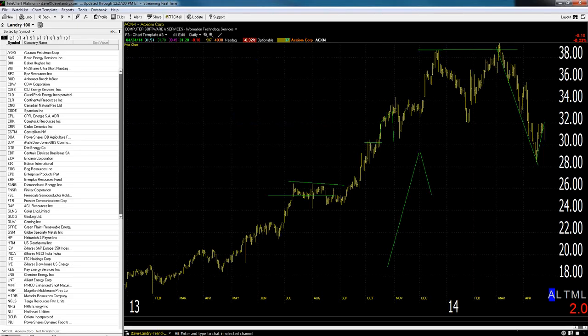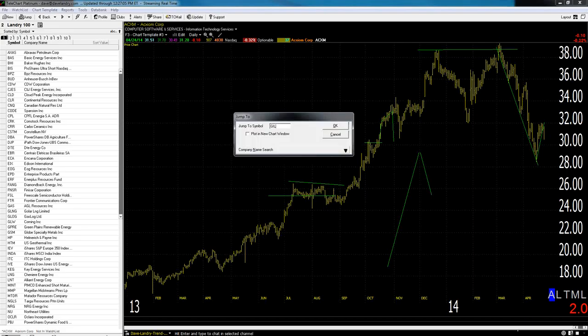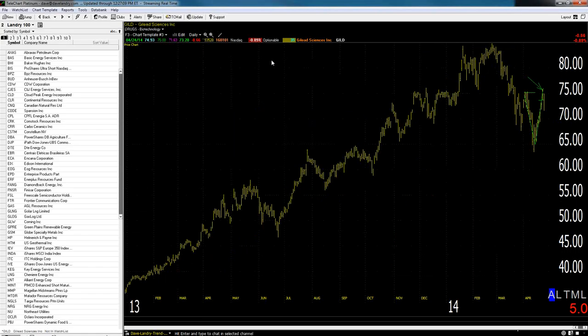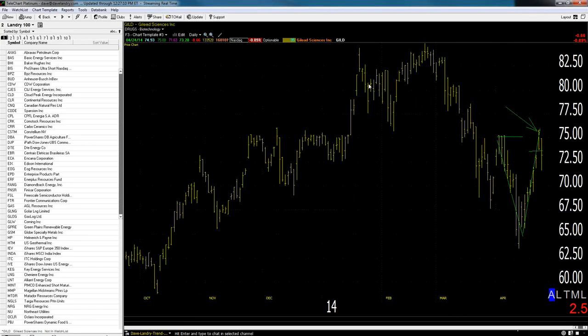Entered ACXM this morning, thinking it was a big picture double top with first thrust down. What do you think? ACXM? Oh, you already entered it. Yeah, I like it. Good job. What's your plan? Follow your plan.